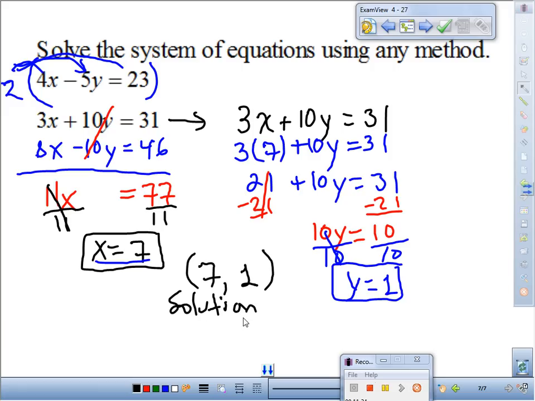What does that mean, solution to the system? This is where both lines intersect. And you just write it in there so you remember. Where both lines intersect.